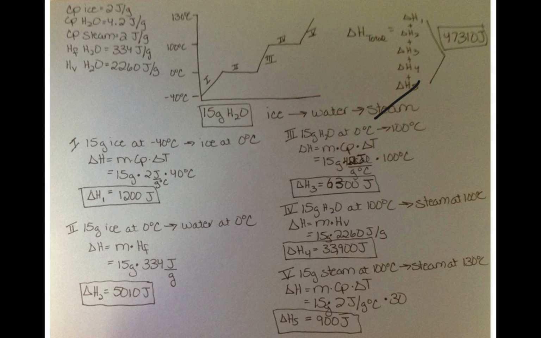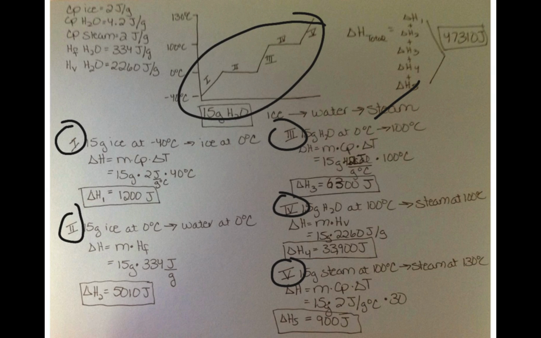Now this is showing you all the work that I did on a piece of paper when I solved this. Okay, here's interval 1, interval 2, interval 3, interval 4, interval 5, and in order to calculate the amount of heat needed to change 15 grams of ice at -40 to steam up there at 130 degrees, we're going to add them all together. You see right here? We're going to have to add it all up. And I get a total heat needed of 47,310 joules.